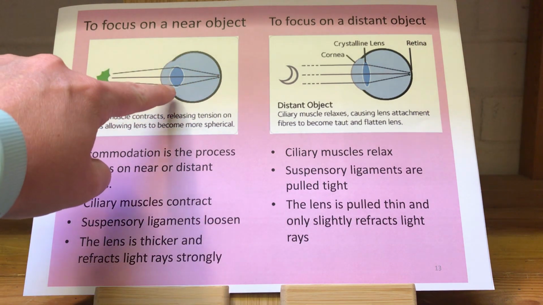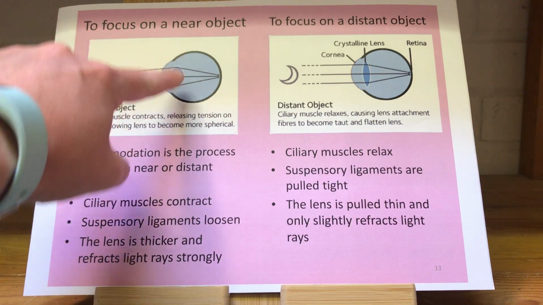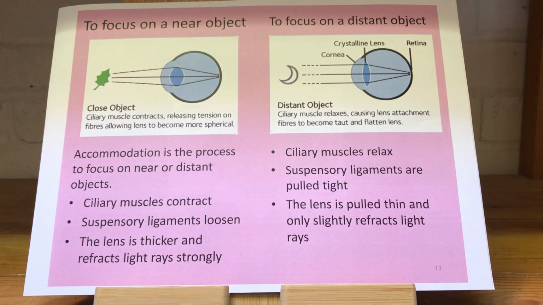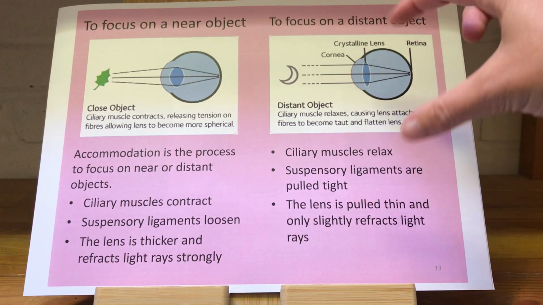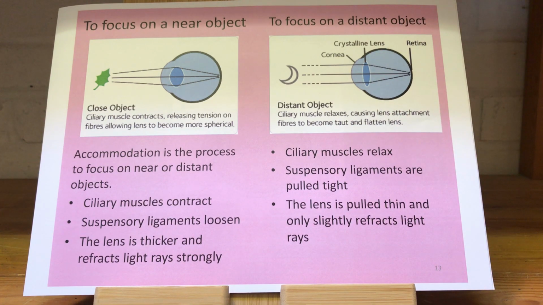The suspensory ligaments are found at the top and bottom of that lens, and they loosen. They've got to loosen, because if you compare it to this picture over here, they're held tight in this picture, and it elongates it, it drags out that lens. So for the lens to become shorter and fatter, we must allow the suspensory ligaments to loosen. Like I said, makes the lens thicker and we get greater refraction of light.